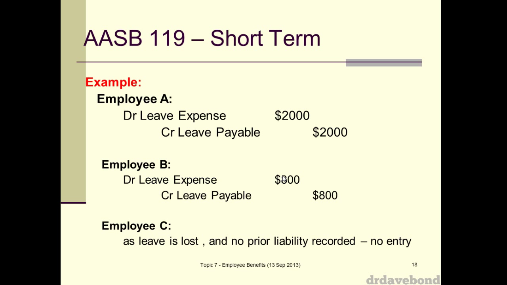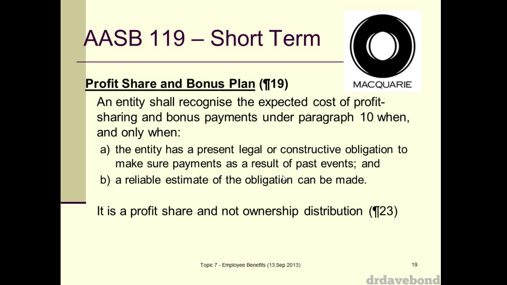The leave for employee B, because theirs is non-vesting, the organization only has to worry about the 4 days worth of leave, which is $800. And so you show that up as a liability of $800. Employee C, they're not taking any leave. They don't get to roll any of that forward. There is no liability. That 10 days just disappears. So we don't have to worry about it in that situation.